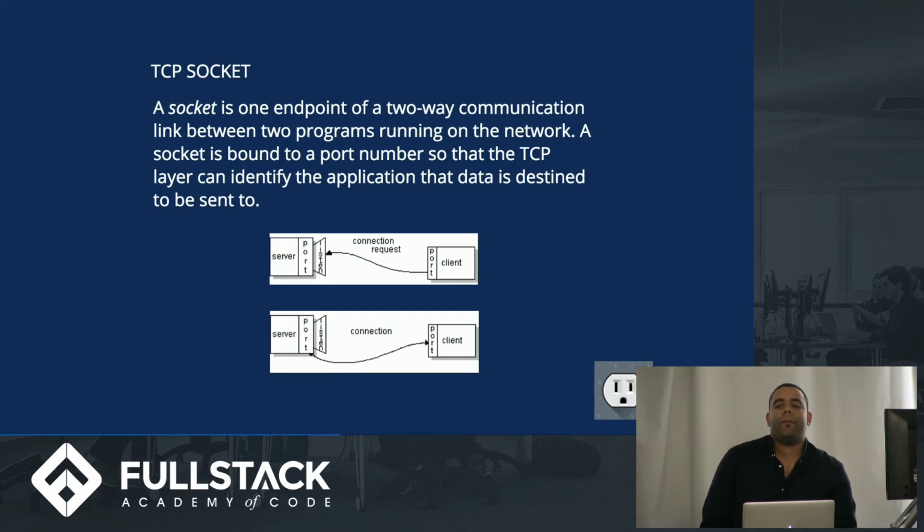So, a TCP socket. A TCP socket is an endpoint of a two-way communication, and it's always bound to a port. As you can see in the diagram, the client makes a request, and when the server hears that request, it creates an instance of a socket and binds it to a port, so it knows from what address it's receiving that information. The same thing happens, as you can see in the second diagram, when the server sends back information. It does the same process, and then that communication is established.